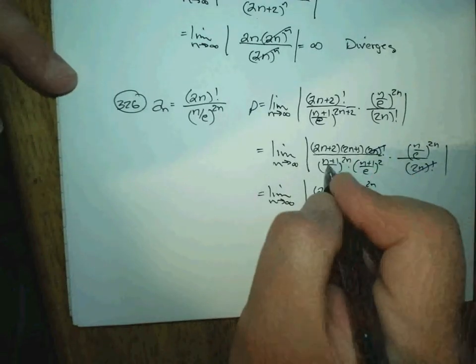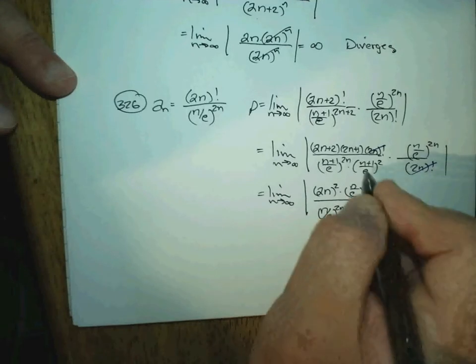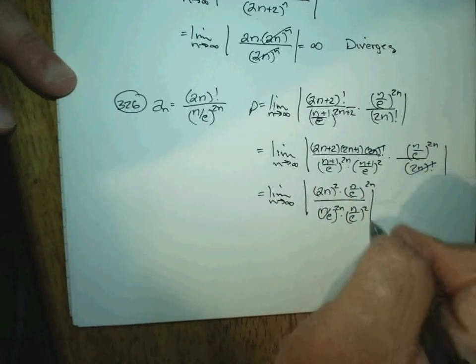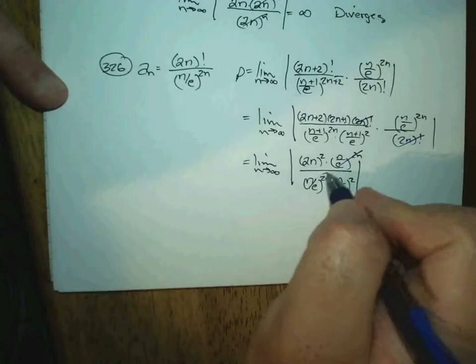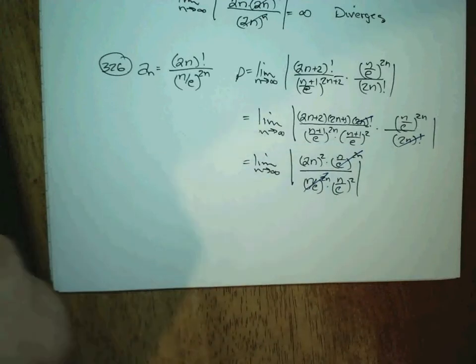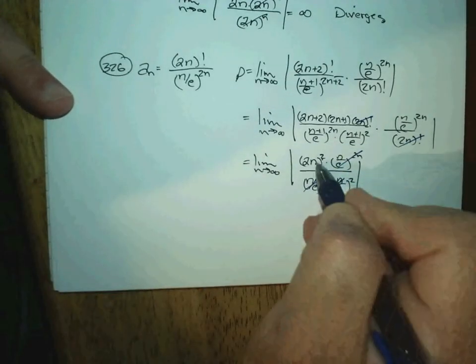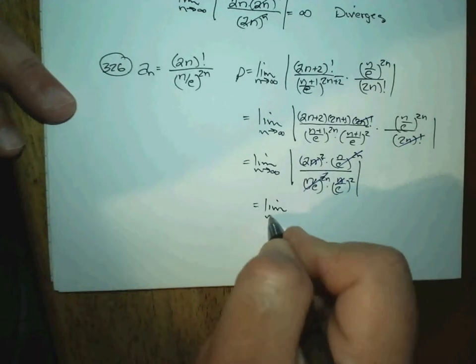And in the bottom, adding 1 to the n makes no difference as n gets infinitely large. So that's n over e to the 2n. And over here, n over e to the 2. And another cancellation occurs here. These cancel. And we also have an n squared here and an n squared here. Those are going to cancel.